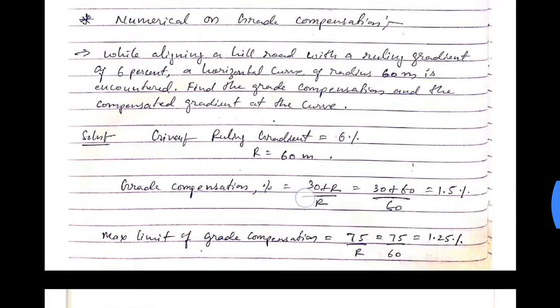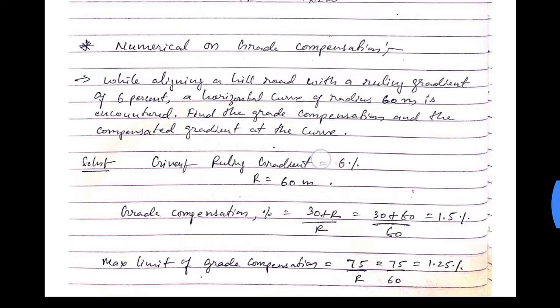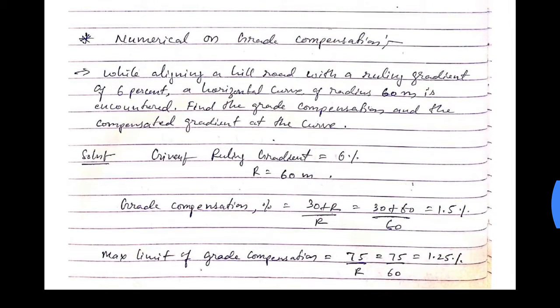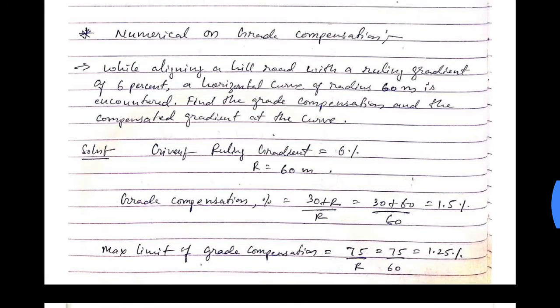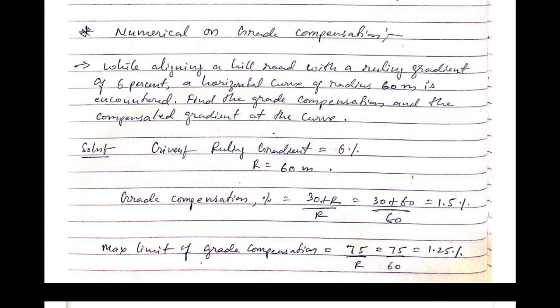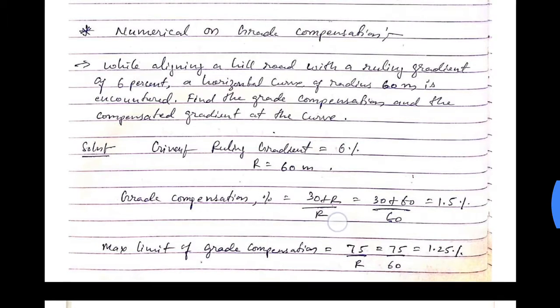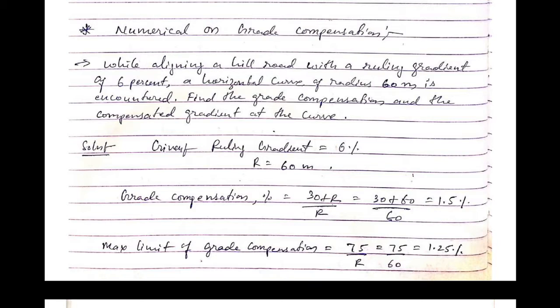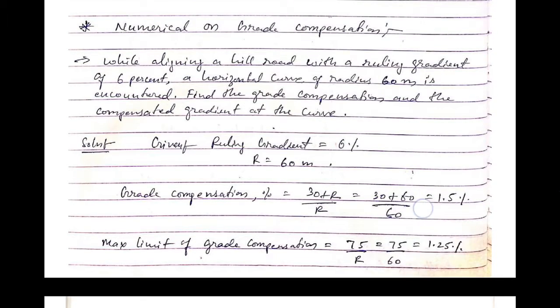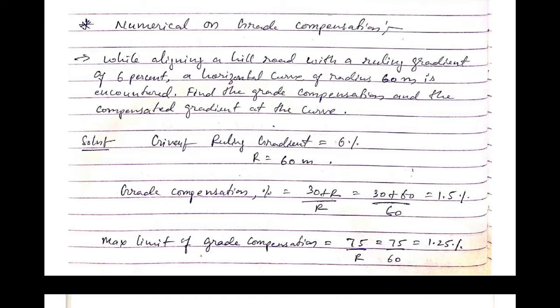Okay. So what is given here? Ruling gradient is 6% and radius of horizontal curve is 60 meters. We know that the formula for grade compensation expressed in percentage is given by (30 + R) divided by R. The value of R given in the question is 60 meters. So (30 + 60) divided by 60, we get 1.5%.